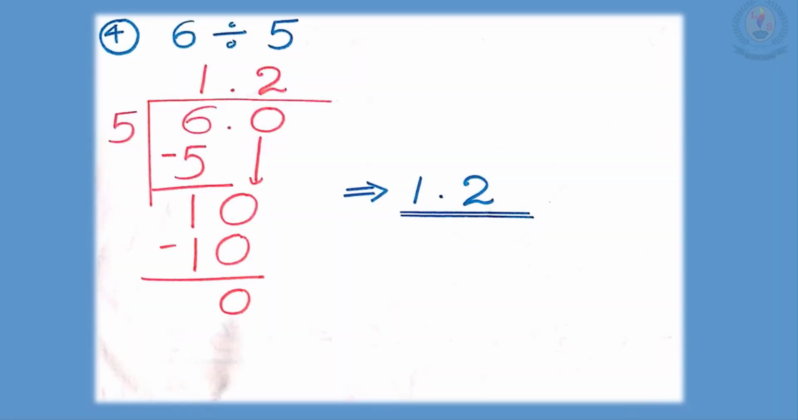Next example, fourth one, 6 divided by 5. Here 6 should come inside and 5 should go outside. Then for 6, 5 times 1. Then 6 minus 5, 1. But we have to continue this division, so we have to add 0 after the decimal place. Then we can take this 0 down, then 10 is there, then 10 means 5 times 2, 10 minus 10, 0, then the final answer is 1.2.